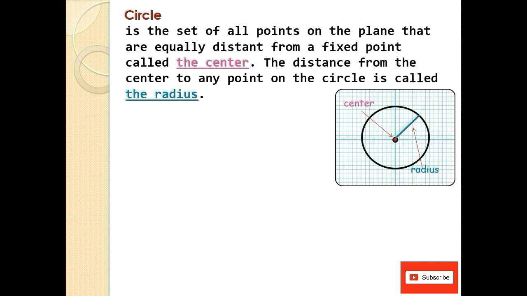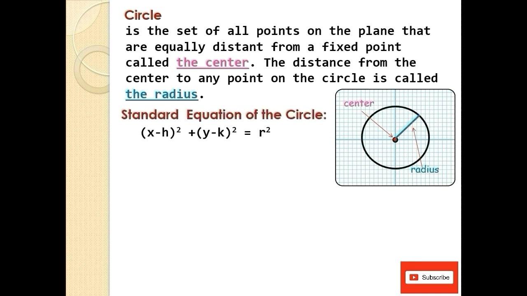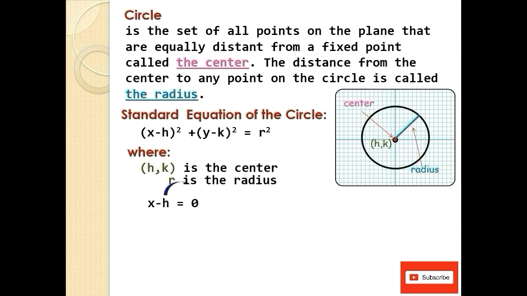The standard equation of the circle is given by quantity x minus h squared plus quantity y minus k squared equals r squared, where (h, k) is the center and r is the radius. To get the value of our h and k, we simply equate both factors to 0. Or you may simply get the opposite sign of your h and k in the equation.